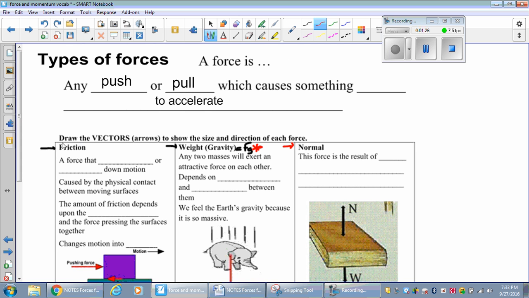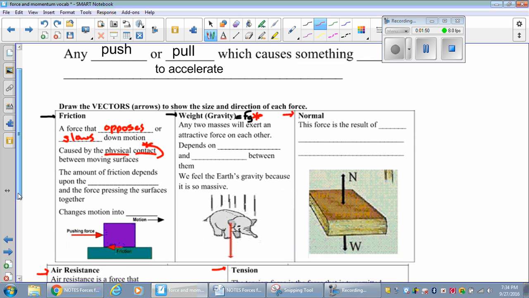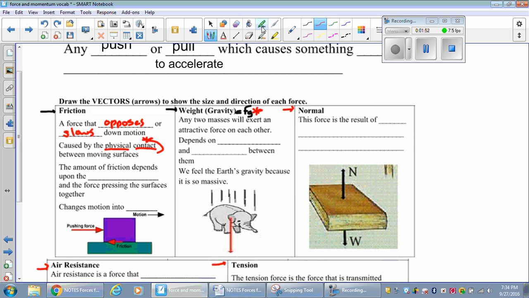So you can get pushed or pulled by friction. A friction force is a force that opposes or slows down motion. This is caused by physical contact between surfaces, so this is a contact force, as opposed to a field force like gravity. The amount of friction depends on the texture of the surface, or the type of surface. You can just put texture. A rougher surface is going to cause more friction than a smoother surface.